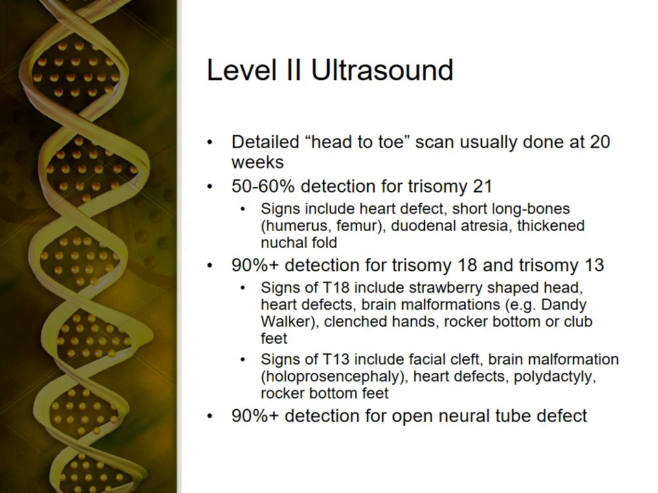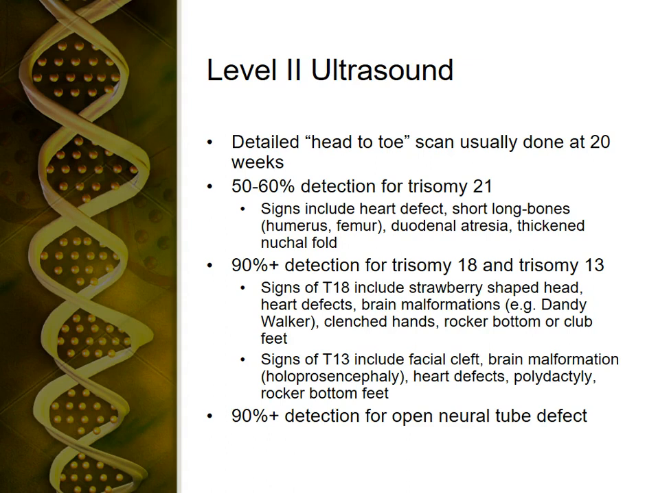Level 2 ultrasound is usually done around 20 weeks gestation, and there's a 50 to 60% detection rate for Down syndrome. It looks for signs of heart defects, short femurs and humerus, obstruction in the intestines known as duodenal atresia that can cause something called a double bubble sign, as well as the enlarged or thick nuchal fold.